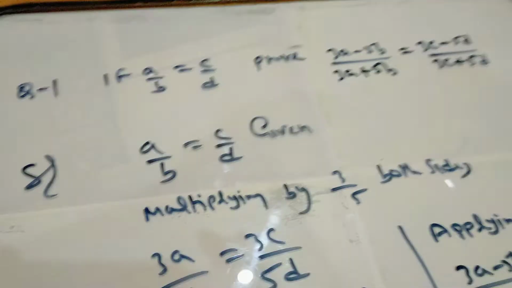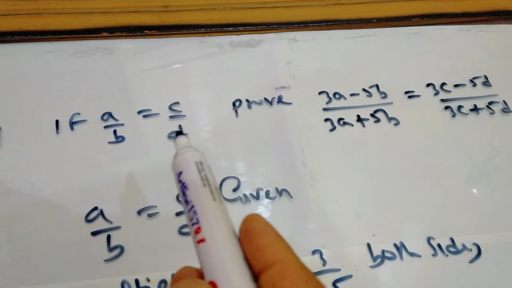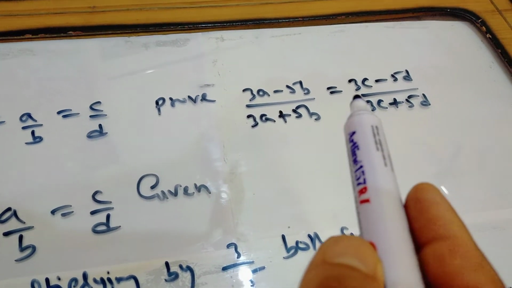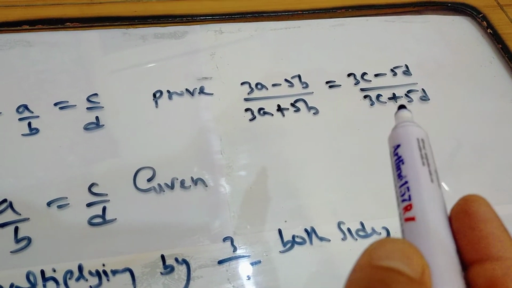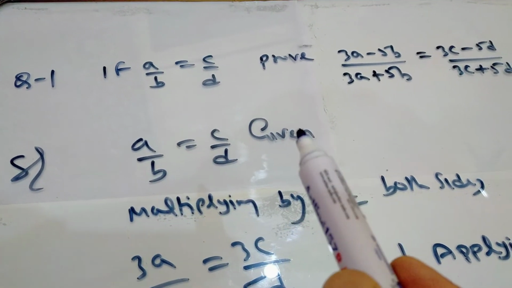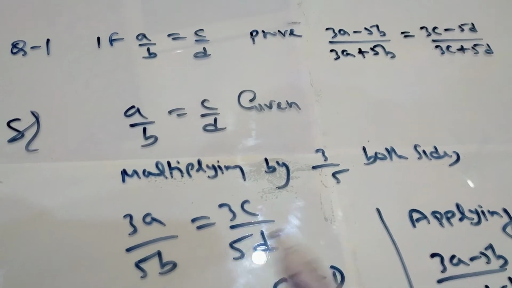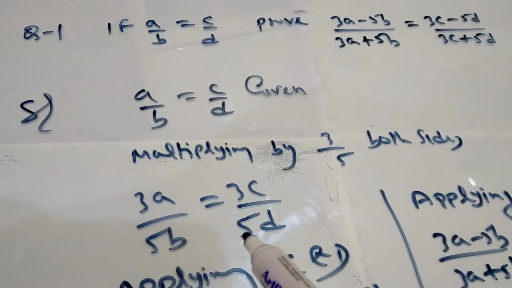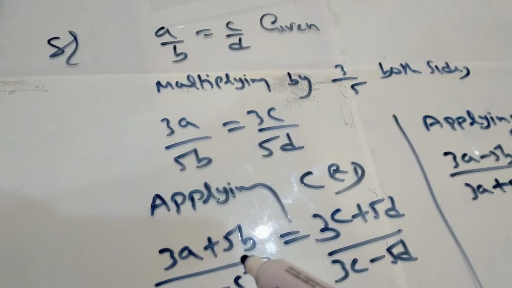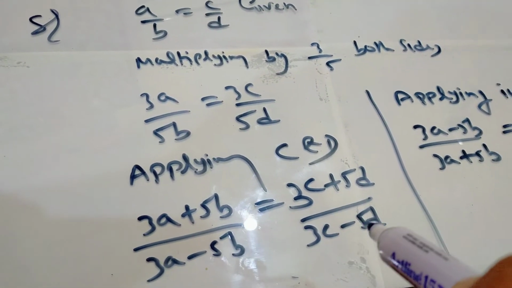Now look at one problem. A upon B is equal to C upon D, and we have to prove that 3A minus 5B upon 3A plus 5B is equal to 3C minus 5D upon 3C plus 5D. So in this question, A upon B is equal to C upon D, it is given. Multiplying both sides by 3 by 5, so 3 upon 5 here also, 3 upon 5 here also. Applying C and D, numerator plus denominator upon numerator minus denominator.